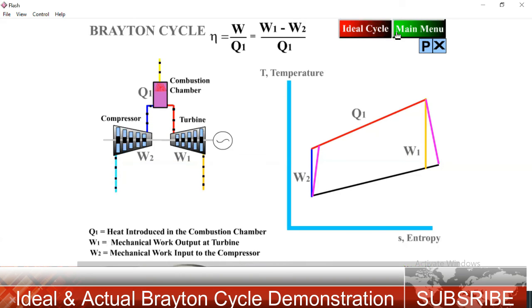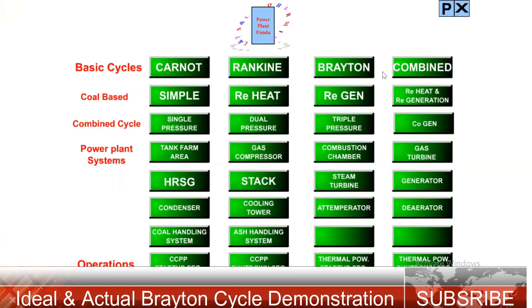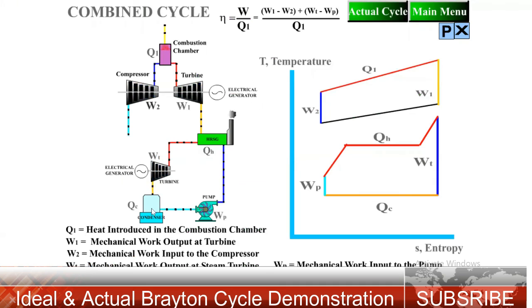In the next lecture, we will discuss the combined cycles. Combined cycle means that Rankine and Brayton cycles are both used in these cycles. Simply, you can see this is the combined cycle. We will discuss it in the next lecture. So thank you.